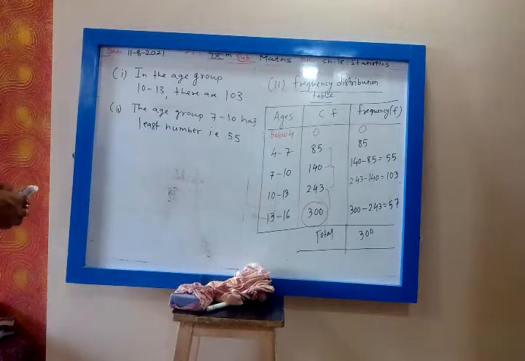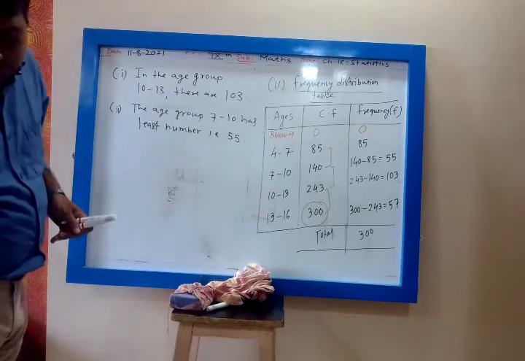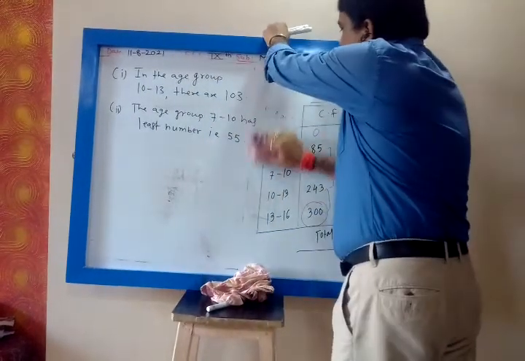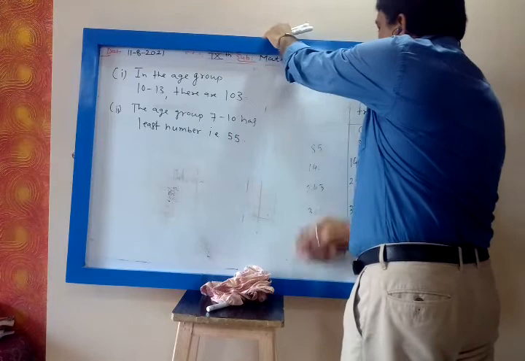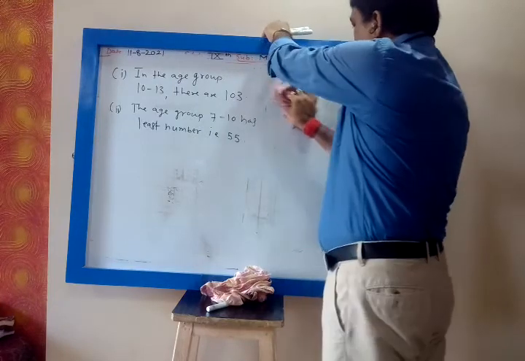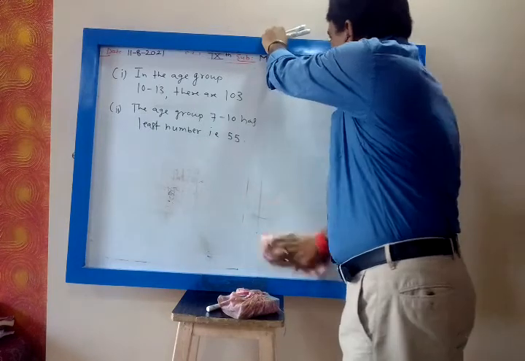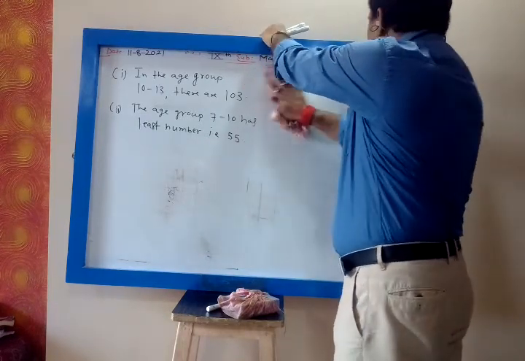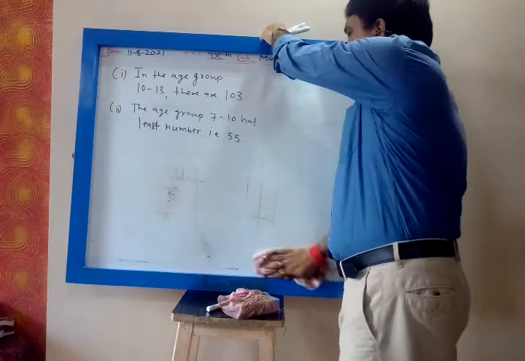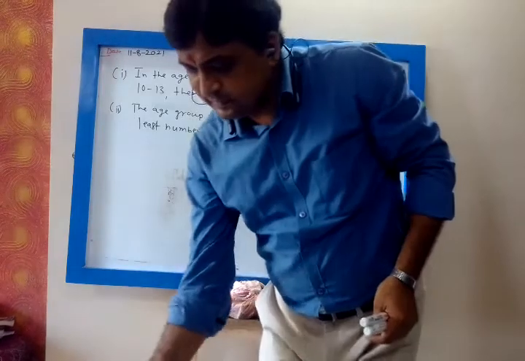Then 12th one. Let me make the table. Least means smaller number of students. Now 12th one. Class mark, then range, then adjustment factor, those are important concepts of this first part.